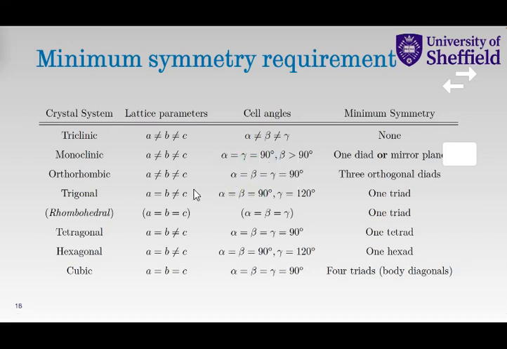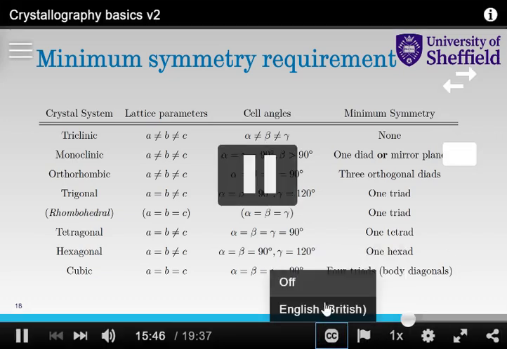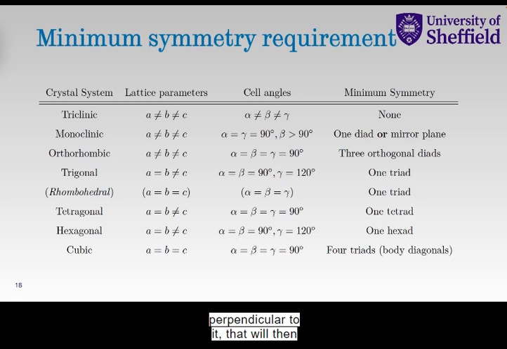Turns out there are actually only certain symmetry elements we can have in combination with each other. Because if we put in a mirror plane and then we try and put in another mirror plane that's, for example, perpendicular to it, that will then restrict certain symmetry that we have within the system. And this is what defines our space groups.